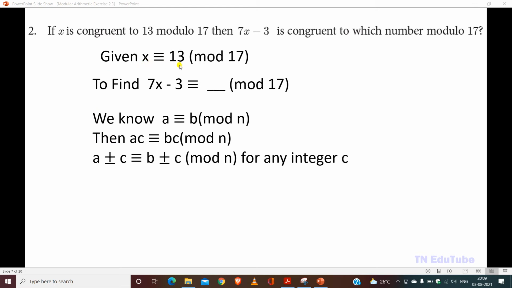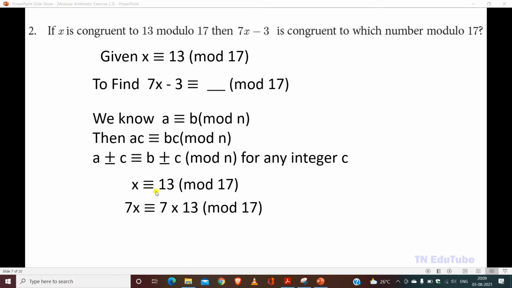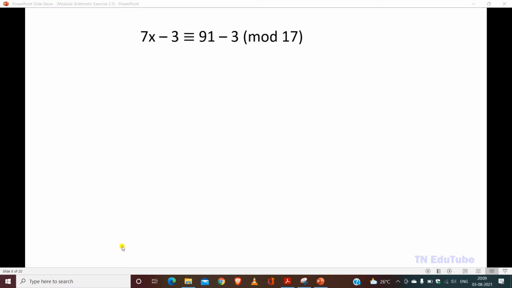Given x is congruent to 13. So you have to multiply both sides with 7. So you get 7x is congruent to 7 into 13 mod 17. So 7x is congruent to, when you multiply, you get 91 mod 17. Then we need 7x minus 3, isn't it? So on both sides you have to subtract 3. So what do you get? 7x minus 3 equal to 91 minus 3 mod 17. 7x minus 3 is congruent to, here 91 minus 3, that is 88 mod 17.